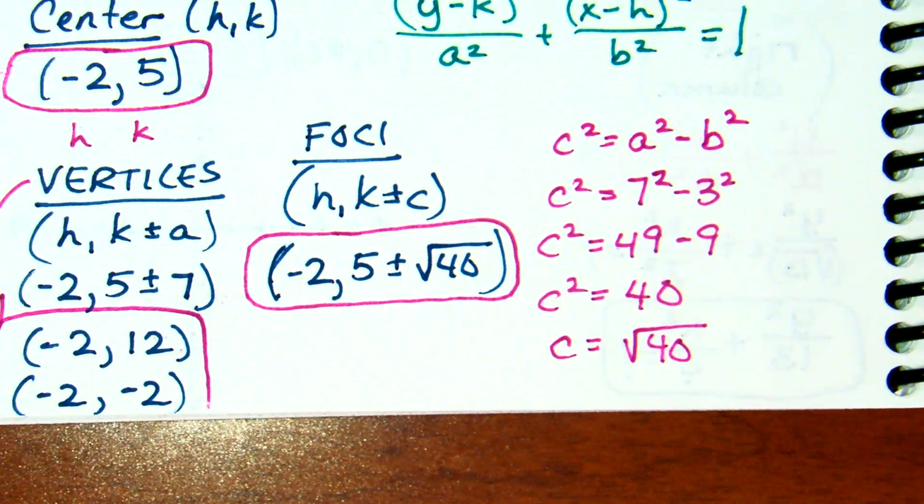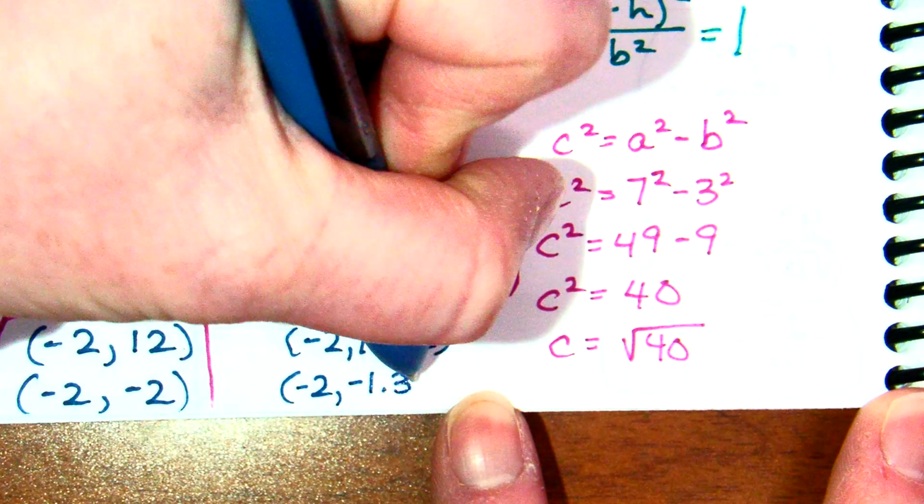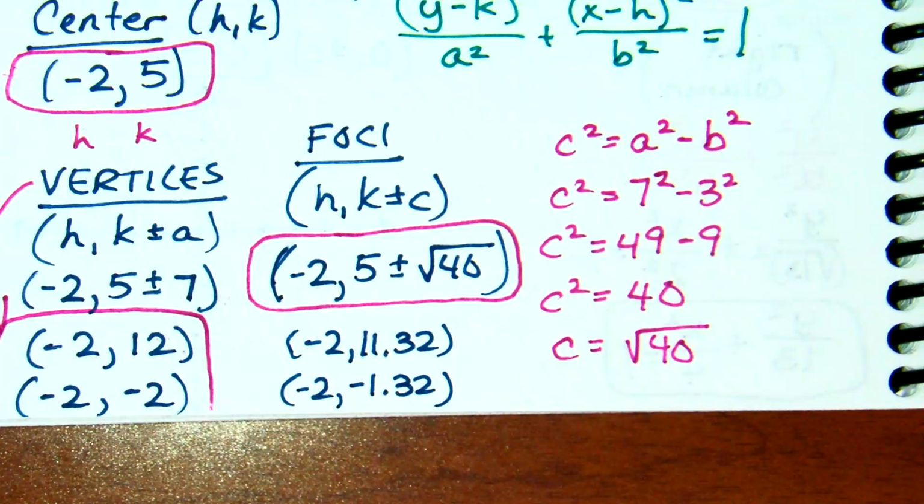Okay? Now, if you needed to graph this, could you do the math? Or could your calculator do the math for you? Yes. If you needed to graph it, your calculator could do the math. But if we needed to graph it, my calculator would tell me negative 2, comma 11.32, and negative 2, comma negative 1.32. Again, we're just being asked what the foci are. I would leave it in the radical form.